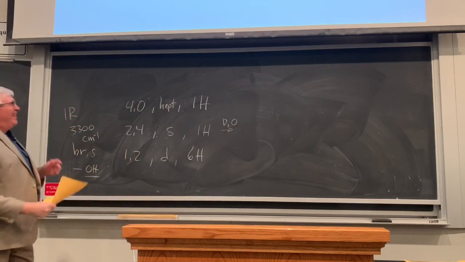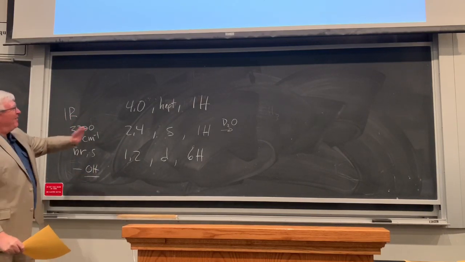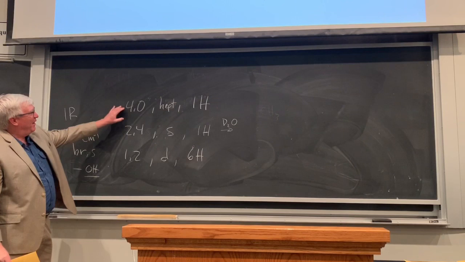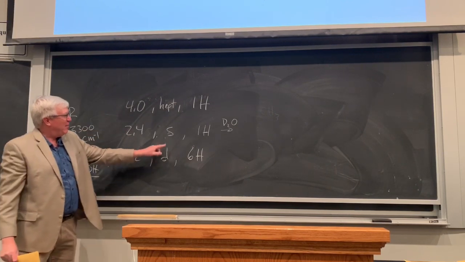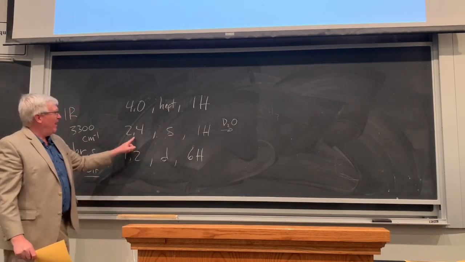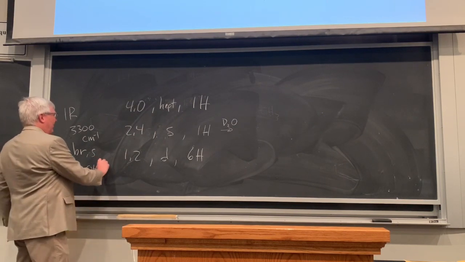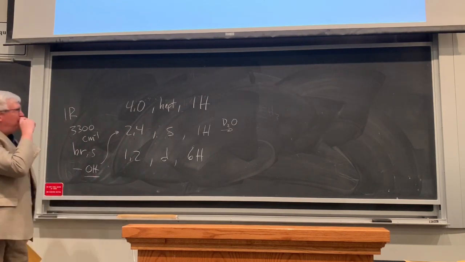Okay. And we've got a pattern here. We've got heptet, doublet. These are the only things coupled to each other that have any coupling. This is a singlet there. And that's probably what? Our alcohol. Okay? So you can already tell something there.